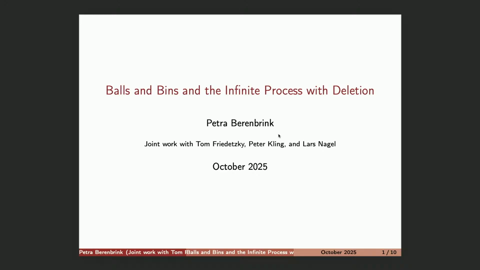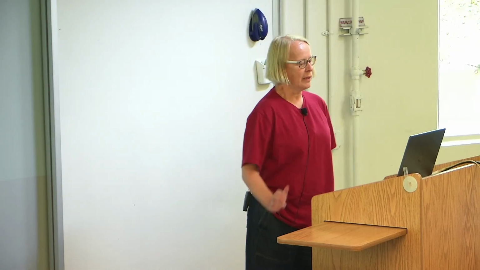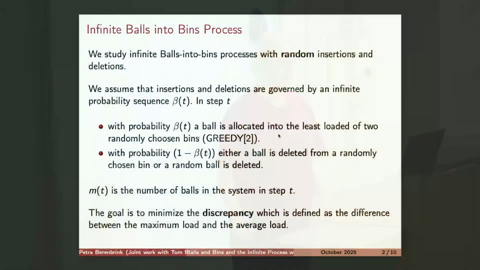Well, I did change the talk, so the announcement promised a slightly different talk, but I think balls into bins fits much better into a memory workshop. So what I'm studying here is an infinite balls into bins process. Meaning we allocate balls in bins continuously, and we have a probability to insert and to delete a ball.